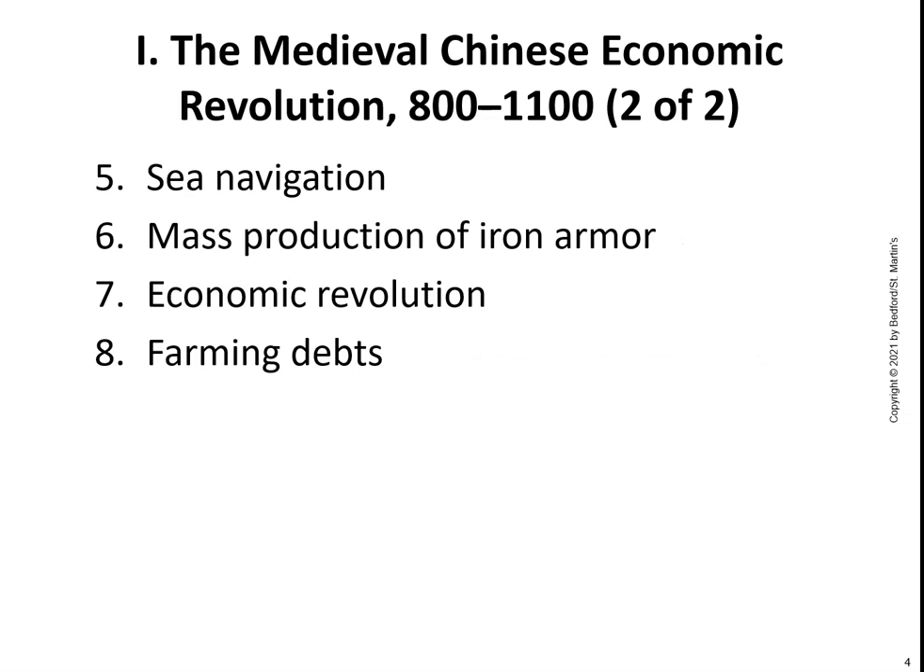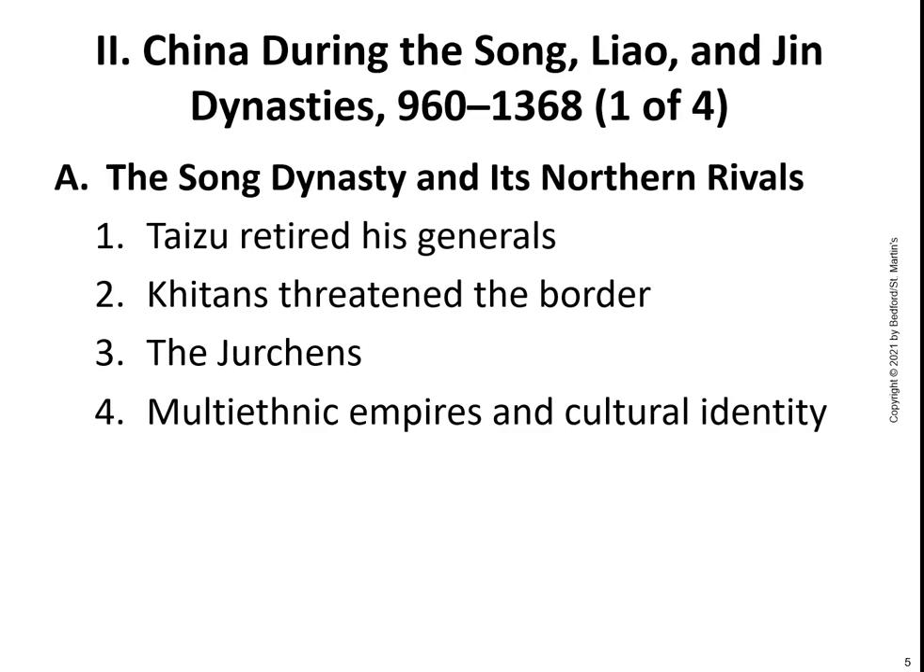During the Song dynasty, Chinese sea navigation improved with the invention of the compass. Chinese manufacturers began mass production that created iron armor in traditional sizes of large, medium, and small. The average Chinese citizen benefited from the economic revolution, especially farmers who produced sugar, tea, mulberry leaves, and cotton. Farmers who could not pay their debts had to sell their land, and if they still owed money, then they had to begin selling their daughters.